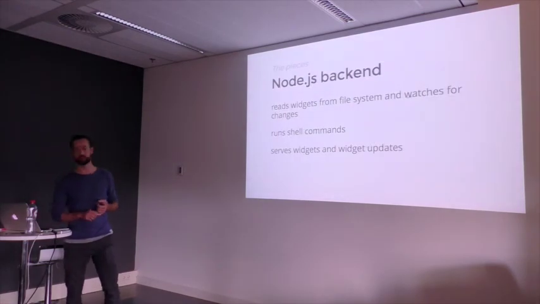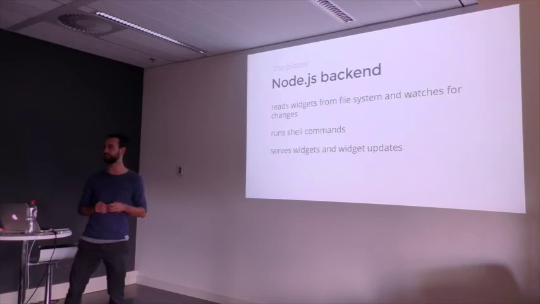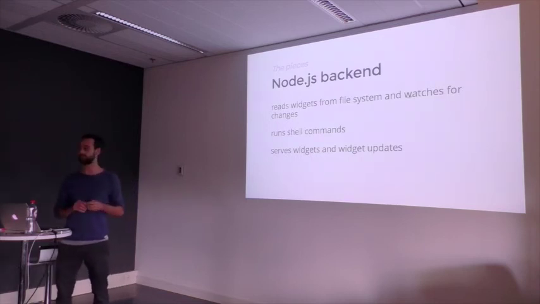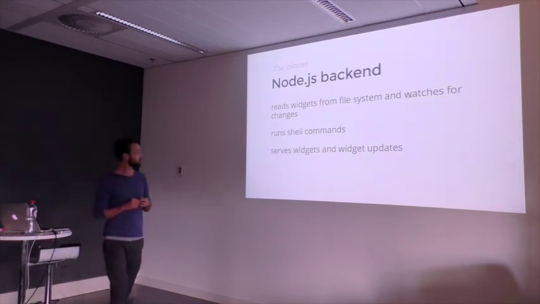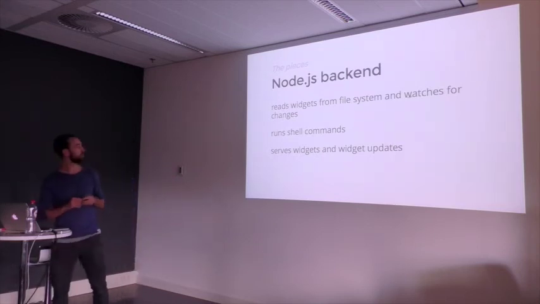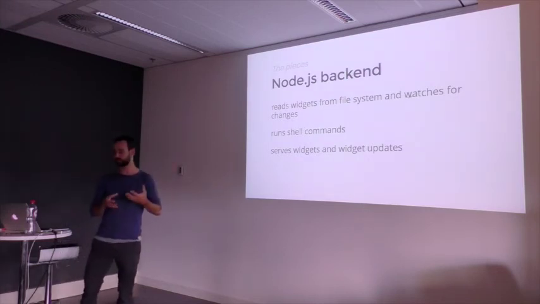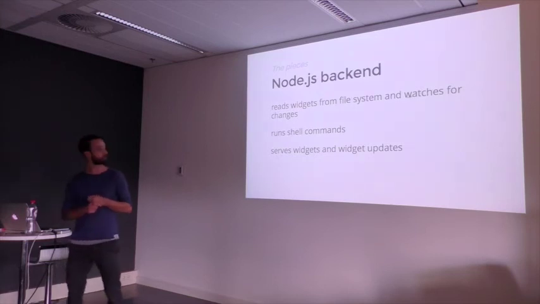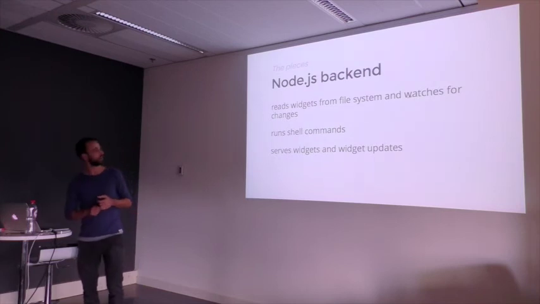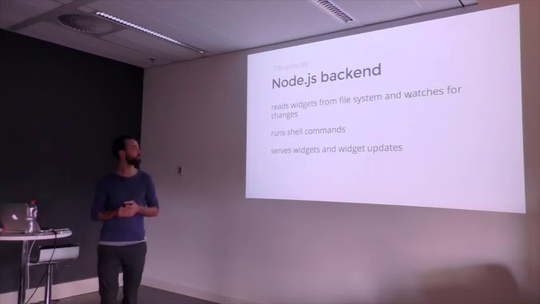So I'm going to quickly go over how it actually works. I had another talk about it in a lot more detail, but you can maybe ask me more questions later if you like. So the biggest part of the app is a Node.js app, so it's actually all written in JavaScript, most of it. There's a Node.js backend, which reads the widgets, or the JavaScript files, from the file system, and it watches for changes, which is why I could do this live editing sort of thing. Then it sends the widget to the front end, and it also runs the shell commands and sends those to the front end.